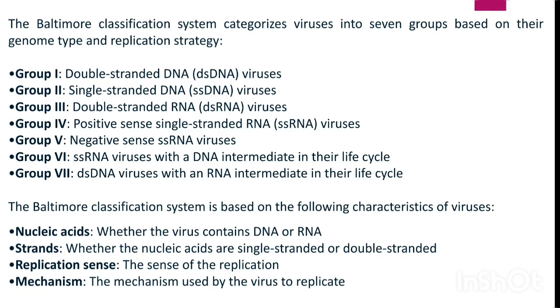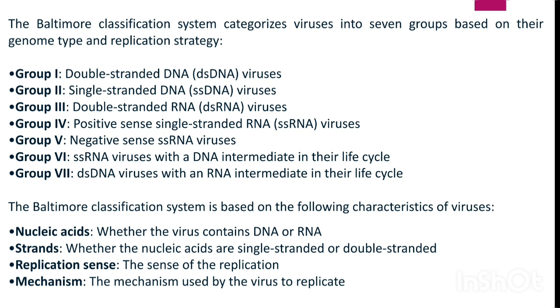Next, the Baltimore classification. This is a classification system proposed by Baltimore based on genome type and replication strategy. According to him, viruses can be grouped into seven groups. At first, double-stranded DNA viruses, which have double-stranded DNA as their genetic material. The next group is single-stranded DNA viruses, which have single-stranded DNA as their genome.